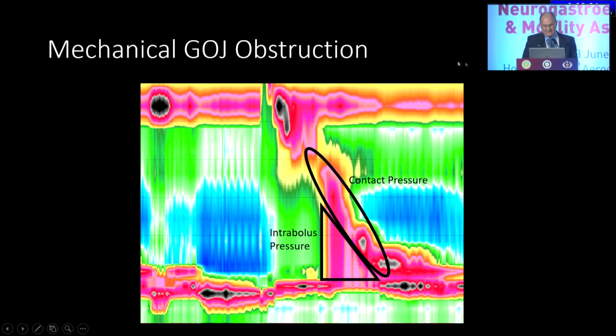And here I've given an example. Here we have the contact pressure from the peristalsis, and this is the intrabolus pressure. You can see the vertical stripes, which is how we recognise that.